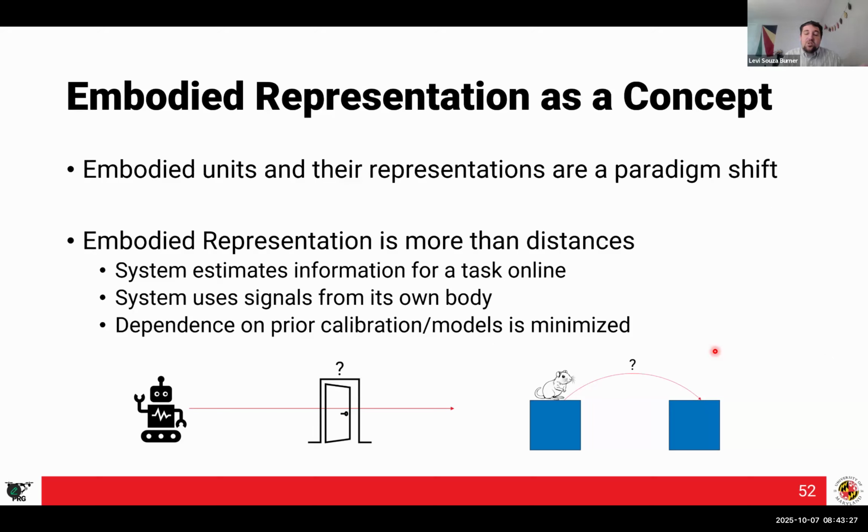And this concept goes to more than just distances. What we're saying is that the system should estimate what information it needs to do a task online without depending on a human to bring a ruler and tell it something beforehand. It can do so using signals from its own body. And by doing so, we're drastically minimizing the dependence on prior calibration and models. And this has allowed us to solve two problems in robotics that are not solved.